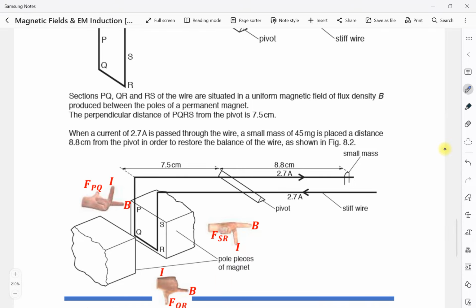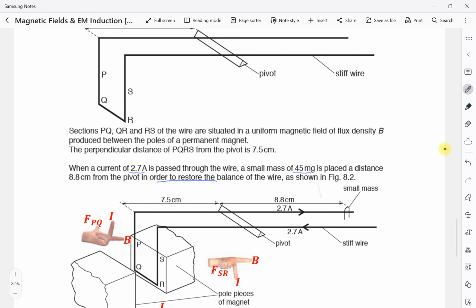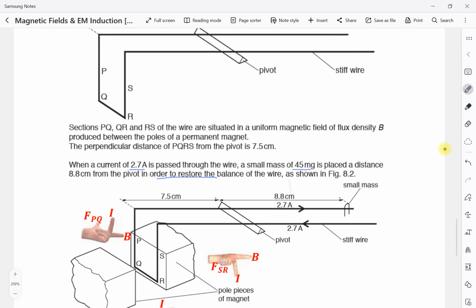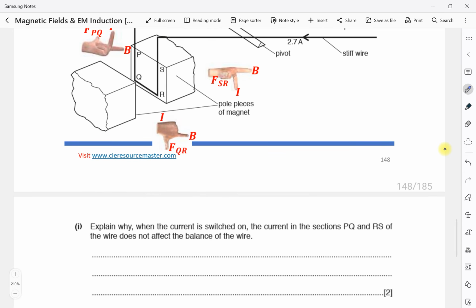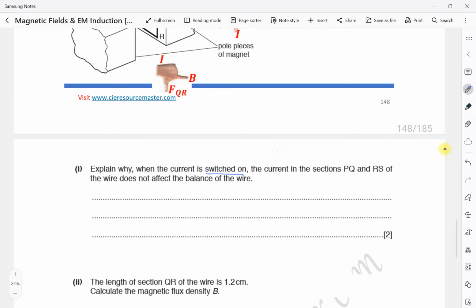When a current of 2.7 amperes is passed through the wire, a small mass of 45 milligrams is placed at a distance of 8.8 centimeters from the pivot in order to restore the balance of the wire, as shown in the figure. So in other words, we must attach a small mass in order to restore balance. Initially, we didn't need that mass. Explain why, when the current is switched on, the current in the sections PQ and RS of the wire does not affect the balance.